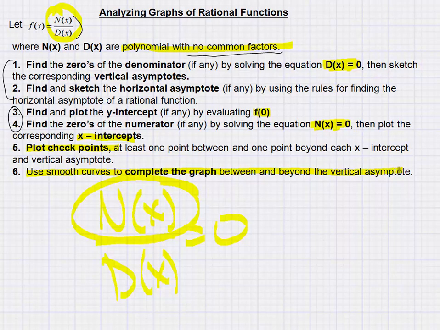Okay, so these are the 6 steps you go through. A lot of them are fairly close to what we were doing with polynomials. I mean, think about it. Polynomials, we did x-intercepts, y-intercepts, and we plotted checkpoints. The first 2 steps are the major differences because we never had these asymptotes with polynomials, but these are real defining factors of rational function graphs.